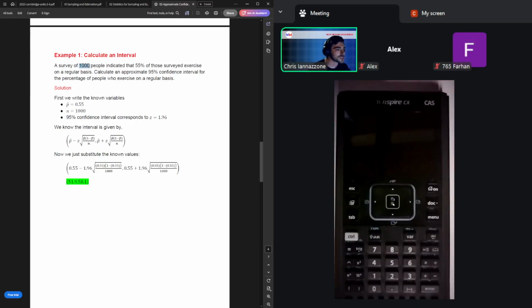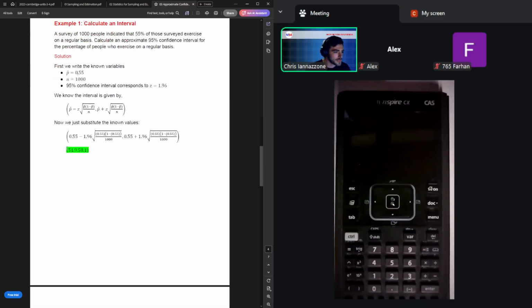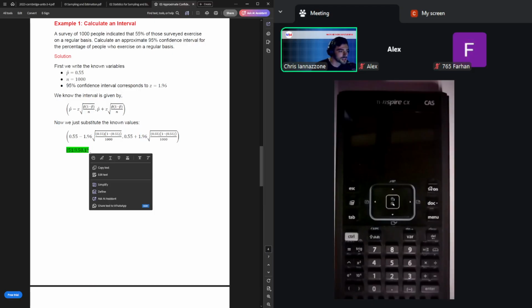Because, you know, if you wanted to convert this to an x value, you just say, okay, 1,000 times 0.55, whatever that is, the actual number of people who consider themselves to exercise on a regular basis. But we're doing sampling and estimation, so just use the proportion rather than the physical number. And then, yeah, whatever comes out of that calculation is your interval. You can see with n being 1,000, the interval's fairly tight.